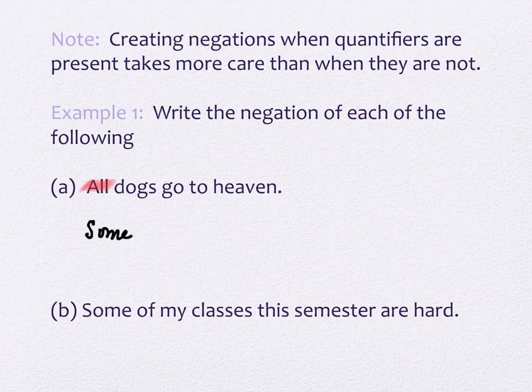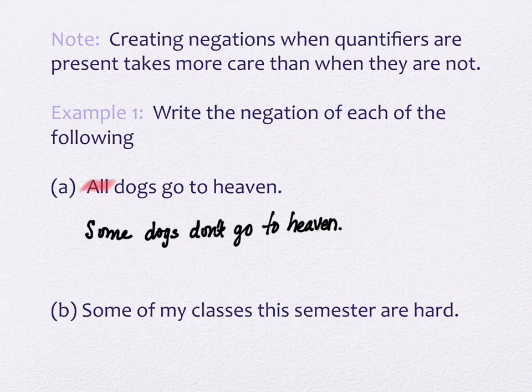So what would I have to do to all dogs go to heaven to make it the opposite? Some dogs don't go to heaven. Notice what we're not doing. We're not changing the part about heaven. Nobody's talking about going to hell. Nobody's talking about disappearing into non-existence. We're just taking whatever's there and we're putting the word not into it. So it would encompass anything else that's not that statement. This is not a good statement to do this with exactly, but you know what I'm saying, right? The next one's a little bit better.